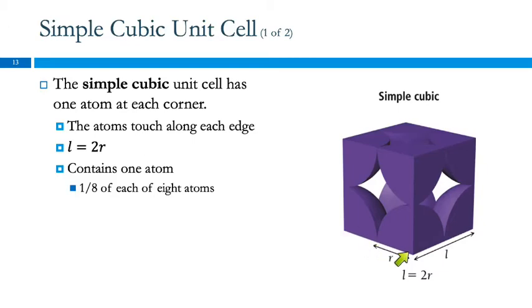The atoms touch along the length here of a side. And so this side L, we can express in terms of the radius of the particles. This is the radius of one particle, and then the radius of another particle. And so the edge length is equal to 2 times the radius of a particle. Any questions about that?